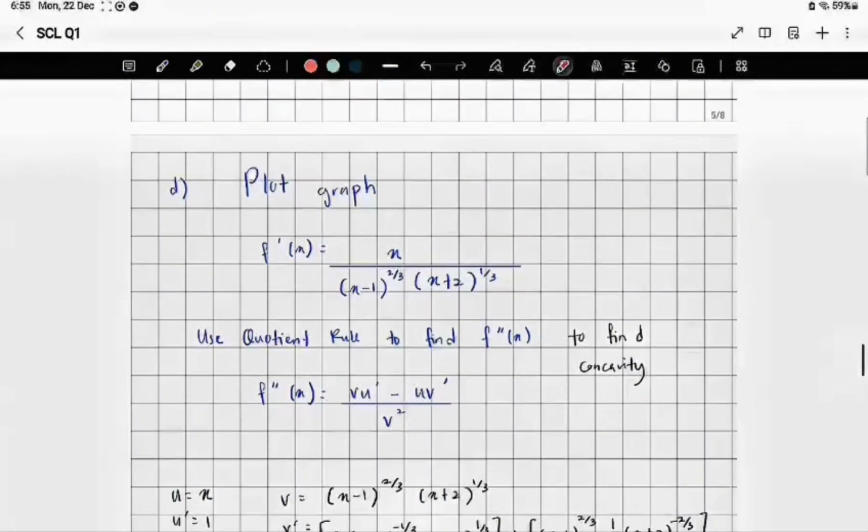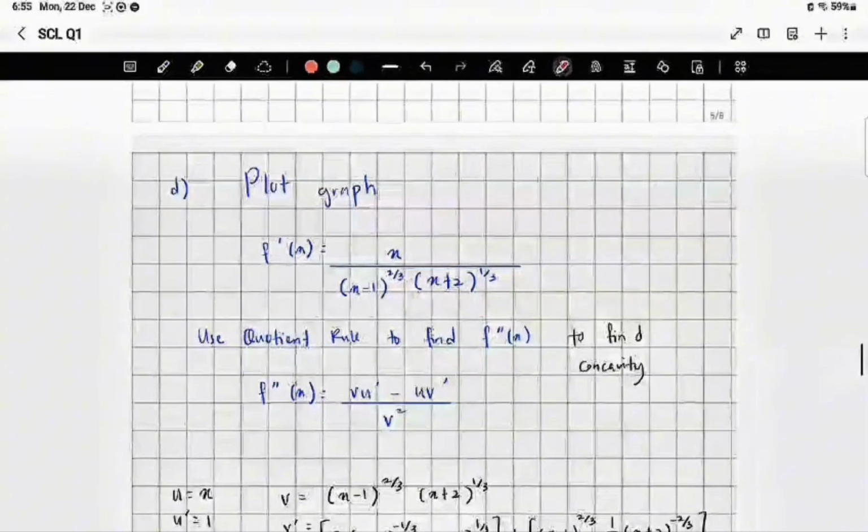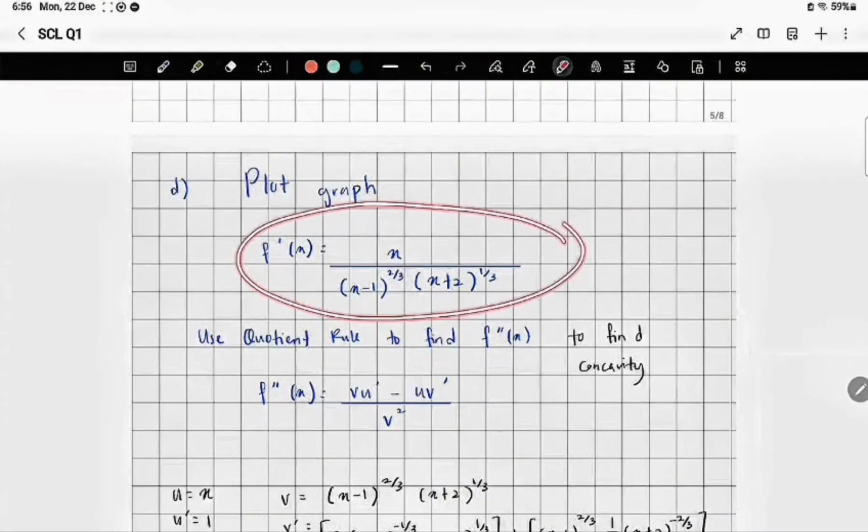Next for part D, we want to sketch the graph accurately, so we need to find the concavity. To find concavity, we must find the second derivative. So I write here the first derivative that we got earlier.